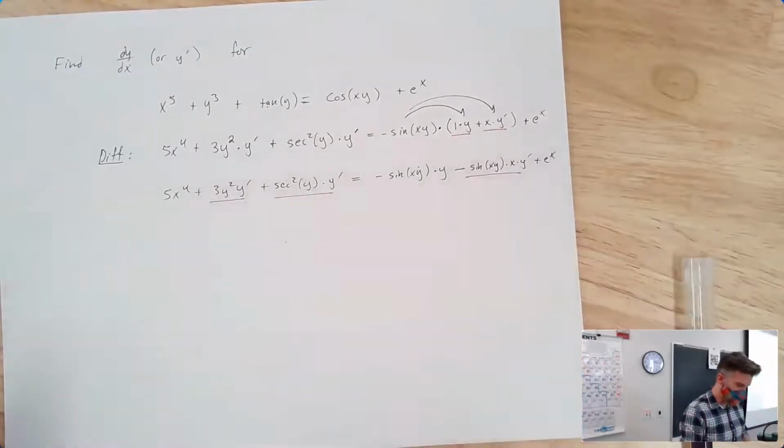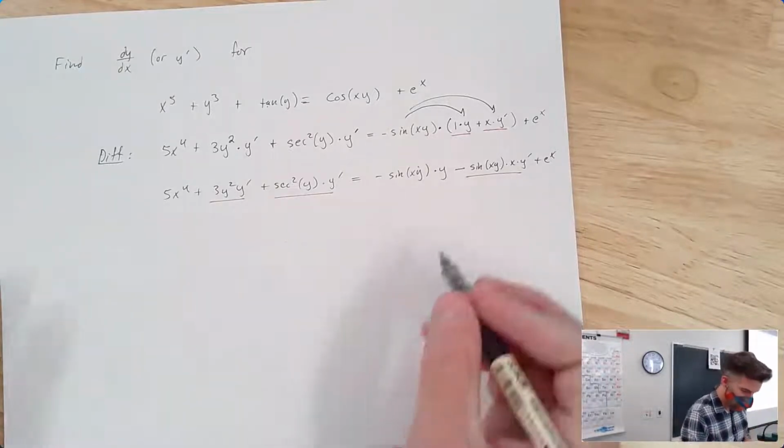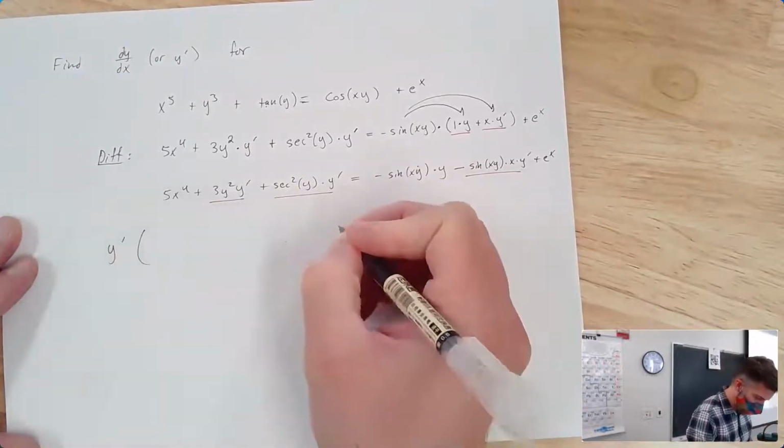There's all my y prime terms. I'm going to bring them all to the same side. Let's bring them all to the left. And so here's what I would suggest. We know we're going to bring all the y primes to the left, or whichever side is convenient, and we know we're going to factor out a y prime. We can probably do that in one step, because from each of those terms, if I factor out the y prime, I'm just left with whatever else isn't y prime. So I'm going to pull this over here. I'm going to factor out the y prime.